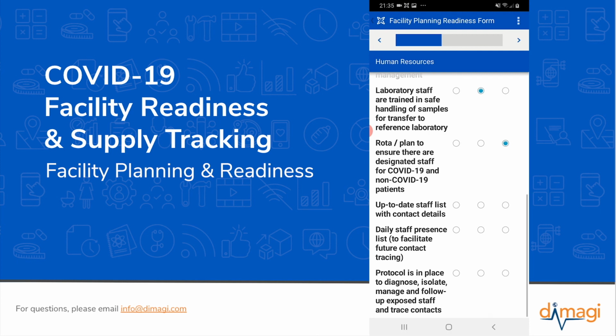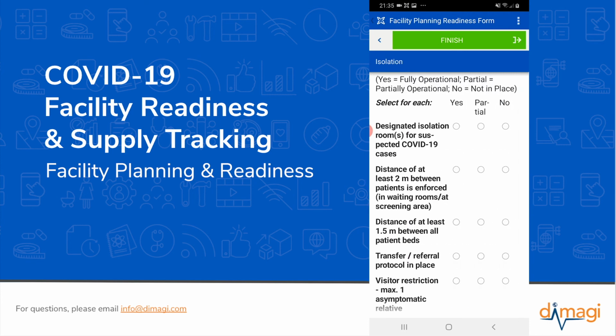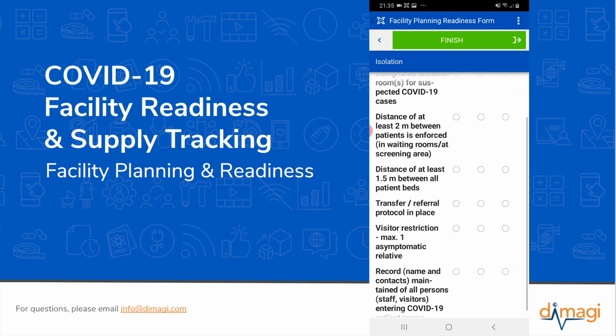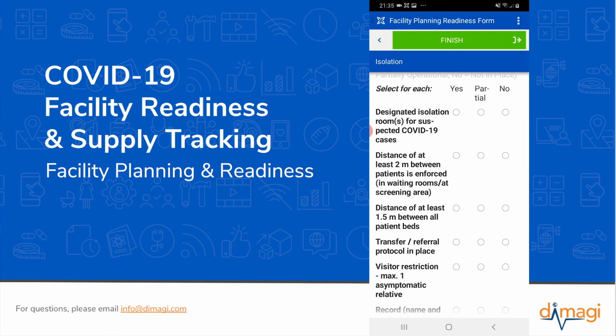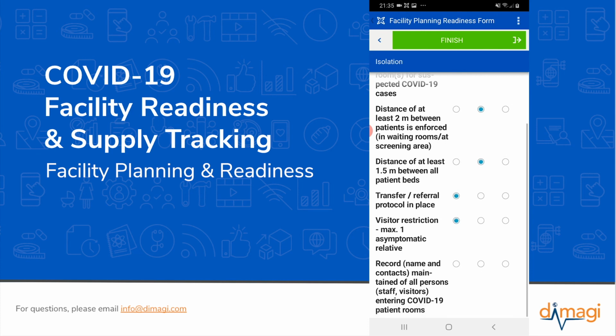Once we've completed the human resources checklist, we can go on to the isolation checklist. Again, these are specialized questions and can be adapted. Here we can say that a number of them are partially done and some are completed. By submitting this form, it will now be sent to the managing authority where they can assess the preparedness of this facility, and this report can be completed again in the future if necessary.